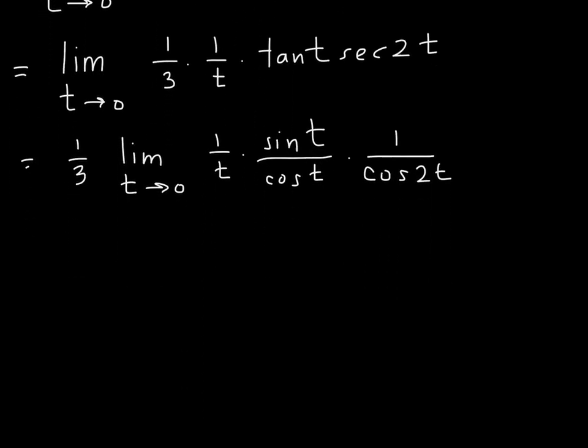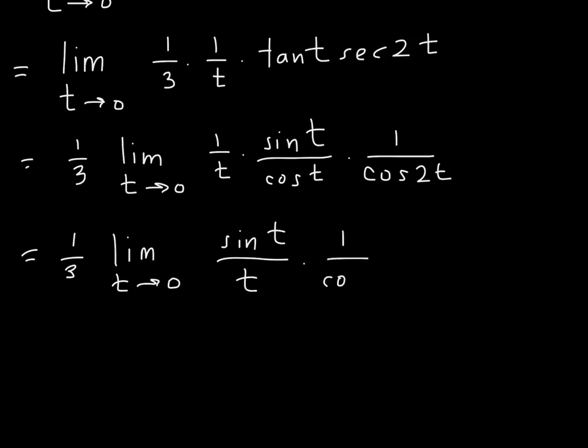I would like to rearrange these terms to be 1/3 times the limit as t goes to 0. I'm going to rewrite this here, sine of t over t. Do you see that? So sine of t over t, you know that's convenient, right? That looks like our sine of theta over theta. So that takes care of this factor and this one. And then what I have left is 1 over cosine of t times 1 over cosine of 2t. Now, we can actually evaluate this.